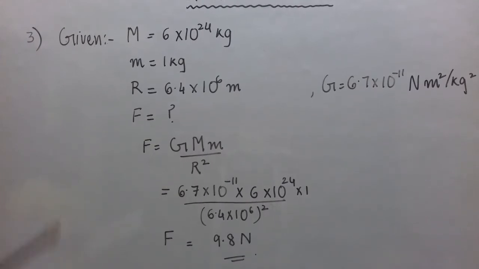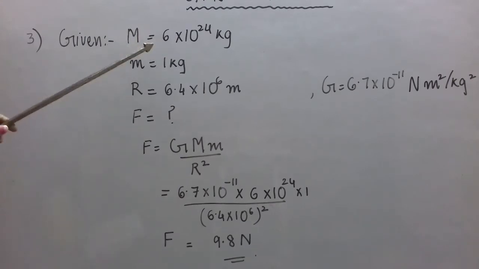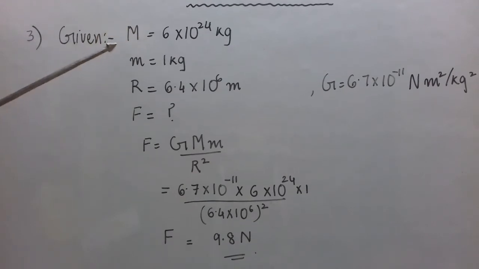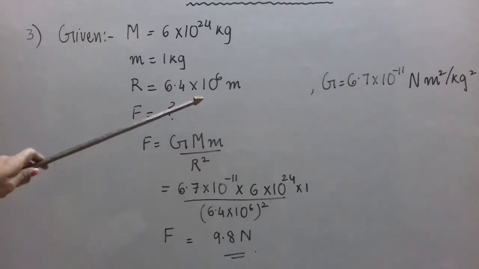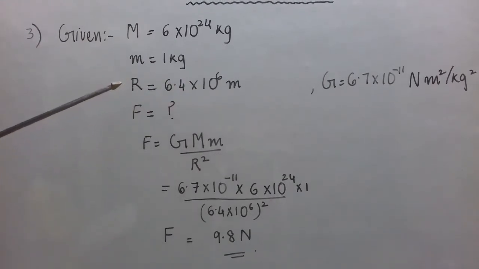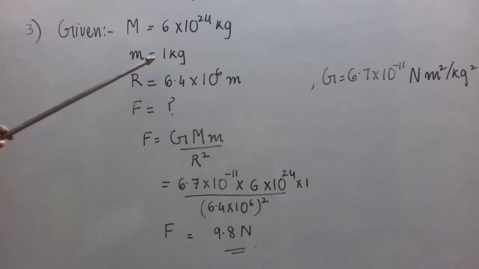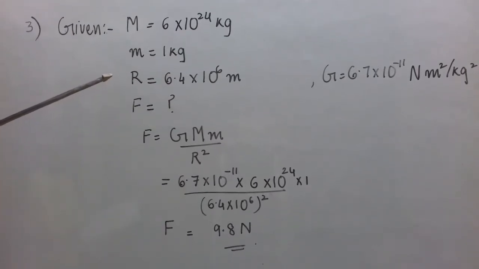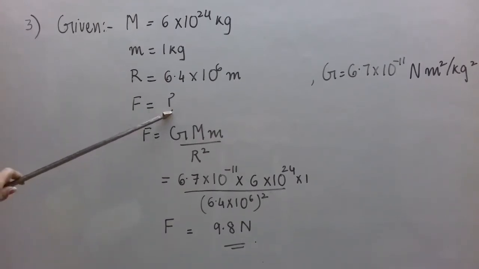Given mass of the Earth, we represent it by capital M usually. So we'll write capital M is equal to 6 into 10 raised to 24 kg. Radius of the Earth, capital R, is given as 6.4 into 10 raised to 6 meters. What is the mass of the other object? They have given a 1 kg object, so small m, the mass of the other body, is 1 kg. You have to find the gravitational force between the Earth and the object. So let it be capital F, and this we have to find out.